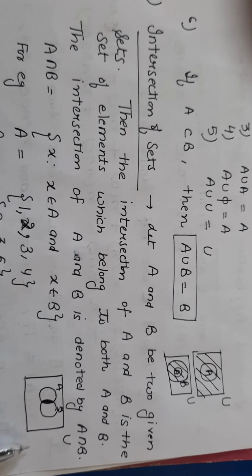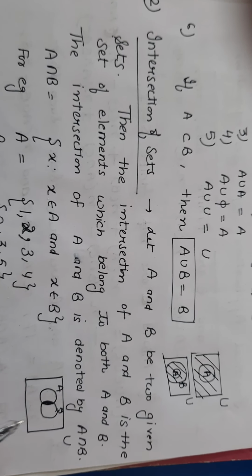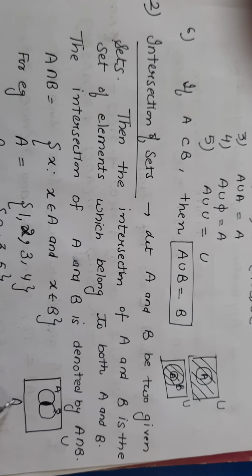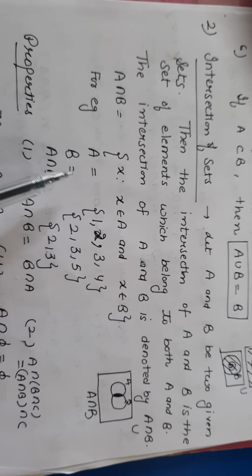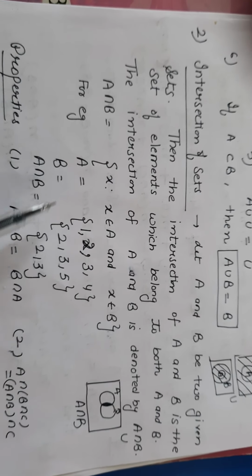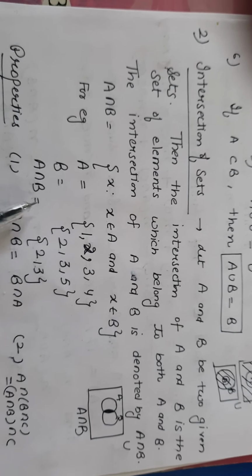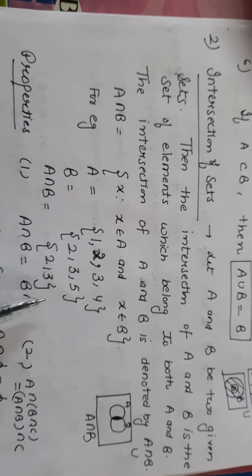This is your universal set, A, B, two sets. Now this common region is representing your A intersection B. Next, for example, if the set A is 1, 2, 3, 4, and set B is 2, 3, 5, whenever you write the intersection, you will just write the common elements 2 and 3.